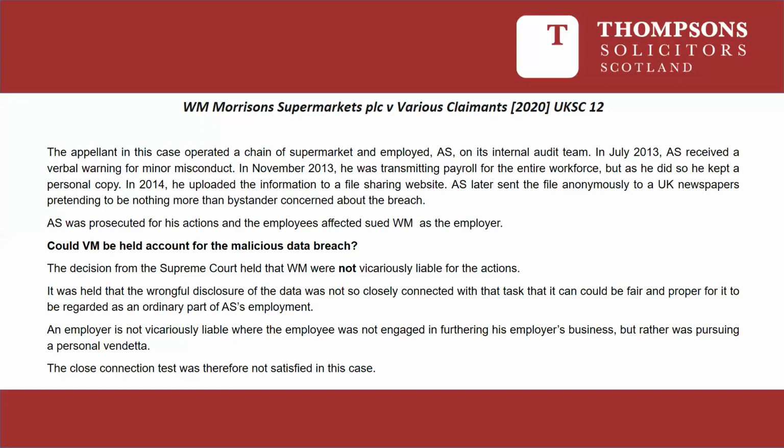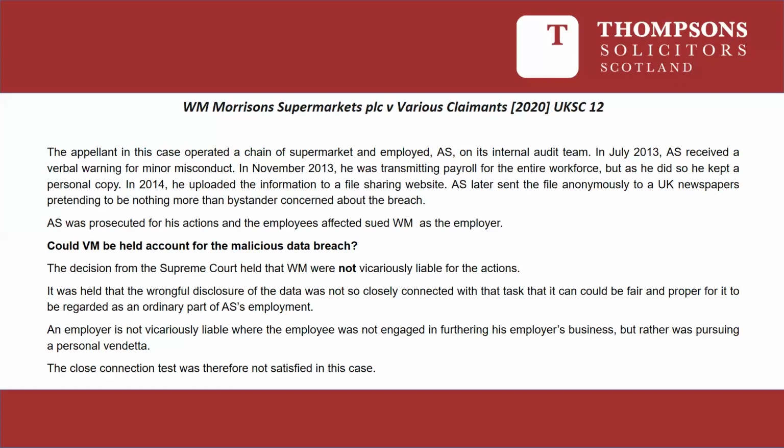Their claims were for a breach of statutory duty under the 1998 Act, misuse of private information, and breach of confidence. At trial, the judge concluded that the appellant bore no primary responsibility, but was vicariously liable on each basis claimed. At the Court of Appeal, they also held the defendants to be vicariously liable. At the Supreme Court, the decision was overturned. The court concluded that the judge and the Court of Appeal misunderstood the principles governing vicarious liability in a number of respects. First, the online disclosure of the data was not part of AS's field of activities, as he was not authorised to do this act.